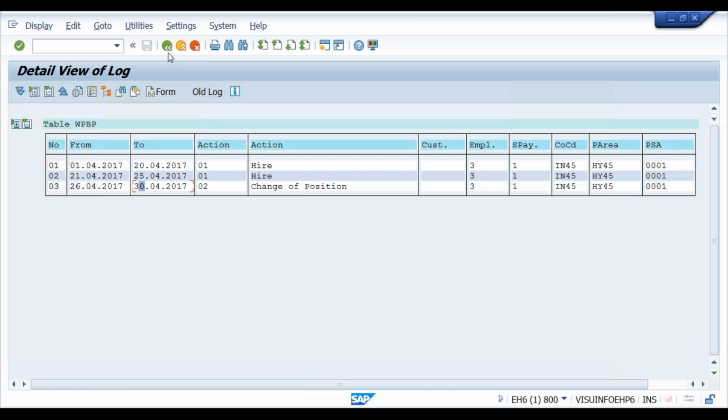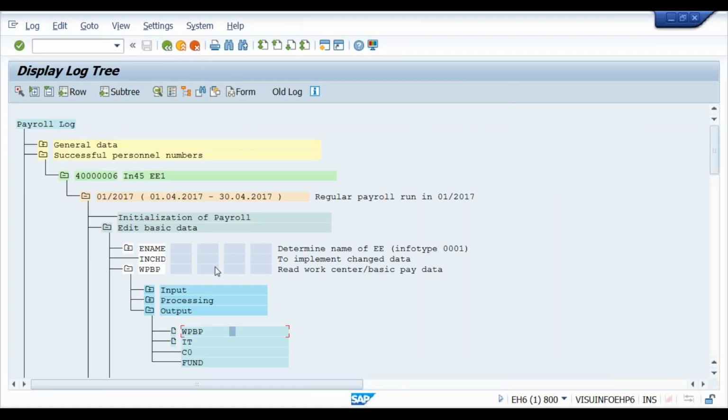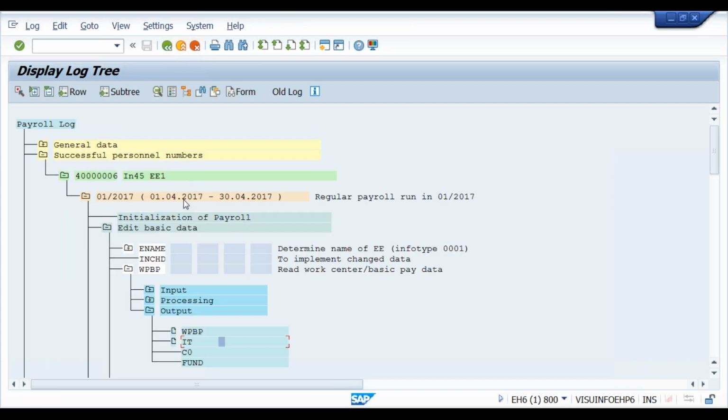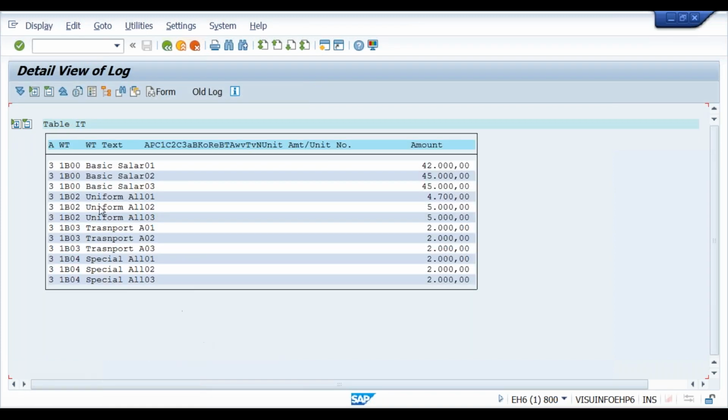Now, when you look at the IT table, your IT table also will be updated accordingly. If you go to the IT table, you see there are three basic salaries, three uniform allowances, three transport allowances, three special allowances. If I have four splits here, then you would see four entries for every wage type. If I have two splits, then you would see two entries for every wage type.